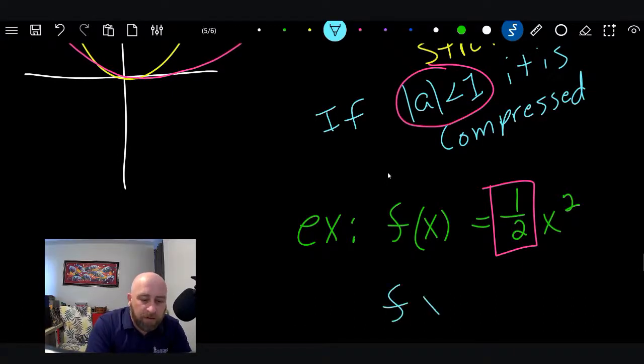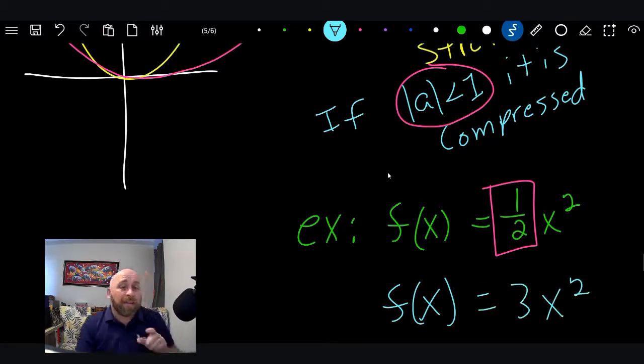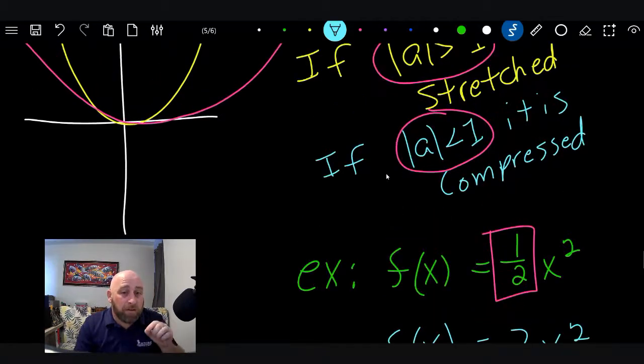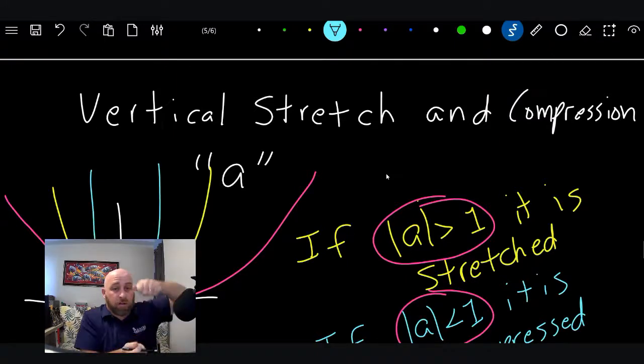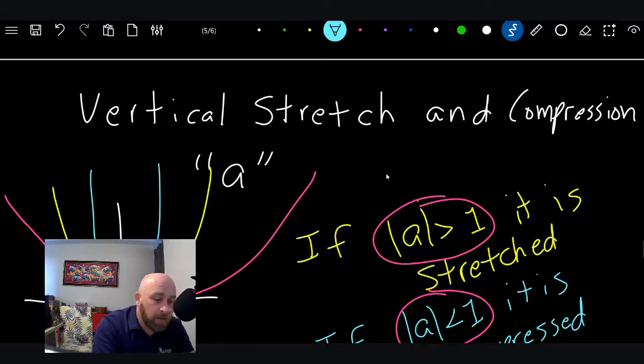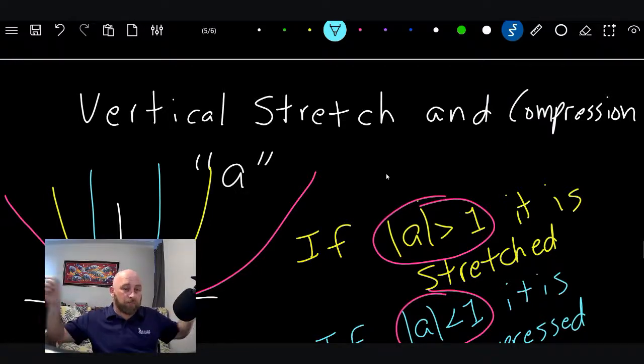So example, f of x equals 3x squared. Well, in this one, the absolute value of a is greater than 1. And so what would happen in this one is it would actually stretch and make it taller. Okay? So the blue one is stretched, the yellow one is the parent, and the pink one is compressed or pushed down. Okay? And so the compressed ones are going to stretch out sideways. The stretched ones are going to stretch up long ways. They're going to be taller. Okay? Skinnier, if you will.